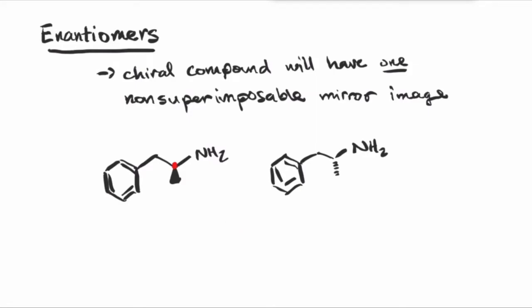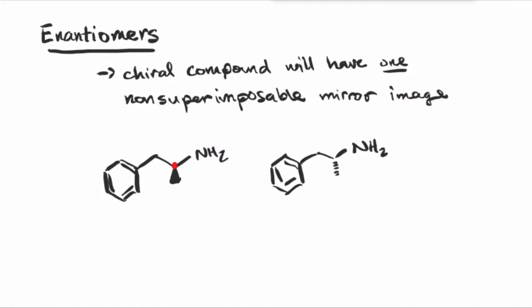So let's go back to our example of amphetamine. These two molecules are enantiomers of each other. And remember, enantiomers means that they are separate molecules. They have different identities. But in fact, these two molecules are both called amphetamines. So how do we tell them apart? We need to have a system that designates one enantiomer versus the other.